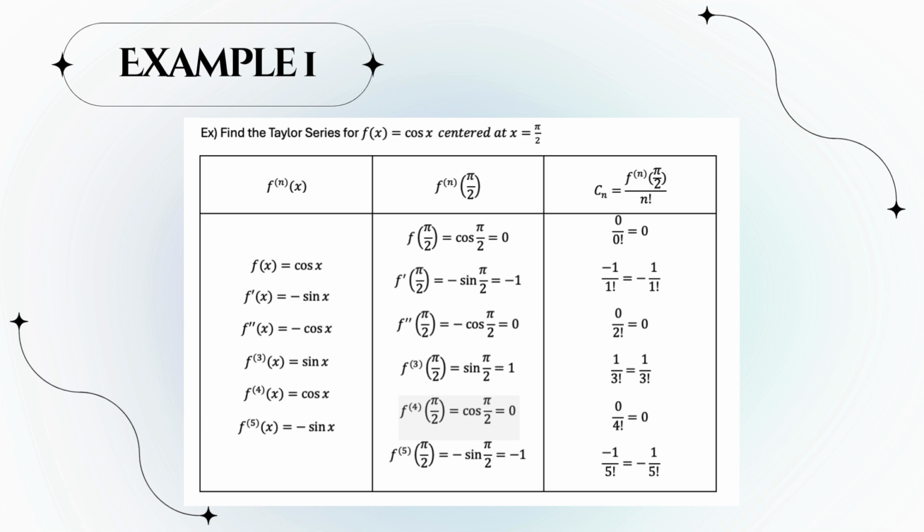Let's look at an example. Finding the Taylor series for cosine x centered at x equals pi over 2. Feel free to pause the video and solve it by yourself first. Okay, now to start, we compute several derivatives of cosine x and evaluate them at pi over 2. We notice a pattern. The values alternate between 0, positive 1, and negative 1 depending on which derivative we're taking.